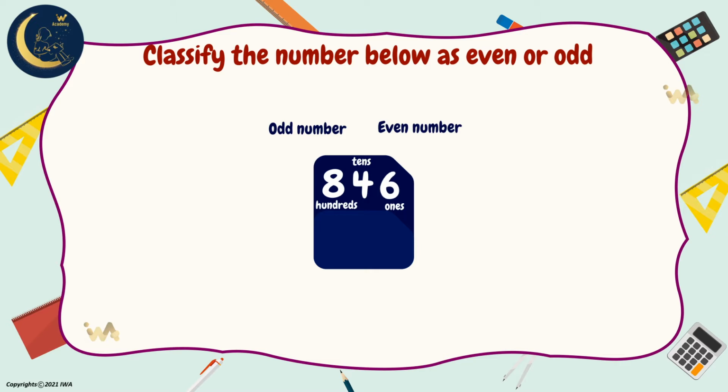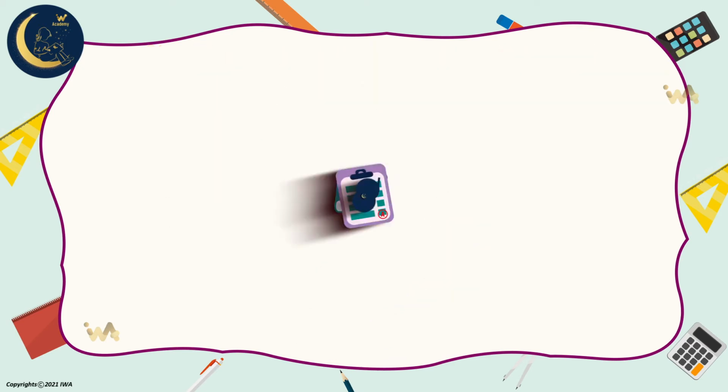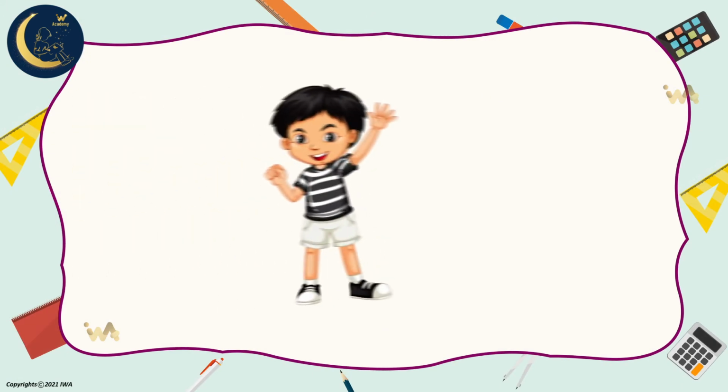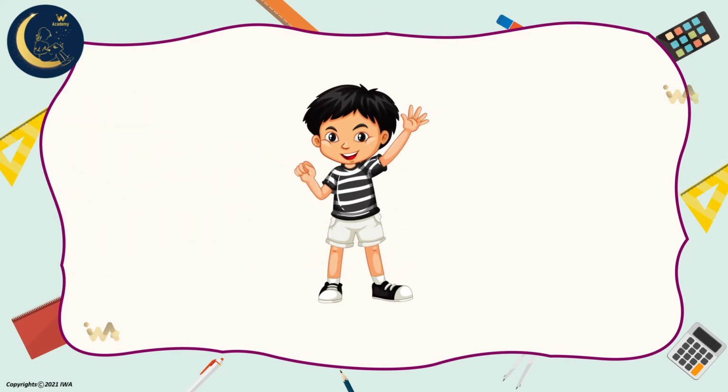The ones place here has the number 6. Is that an even number or an odd number? An even number, correct. So 846 is an even number. Now, my friends, let's solve some problems together.